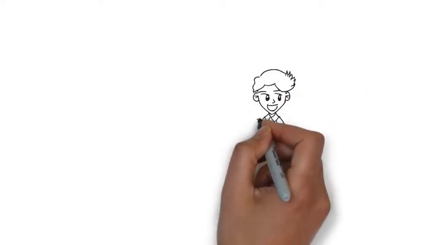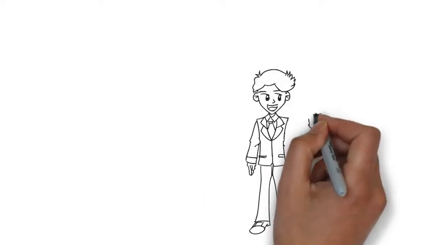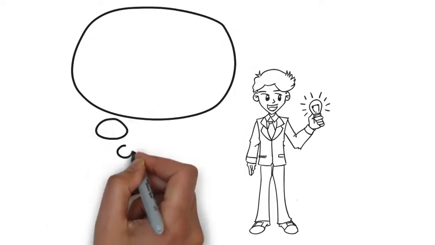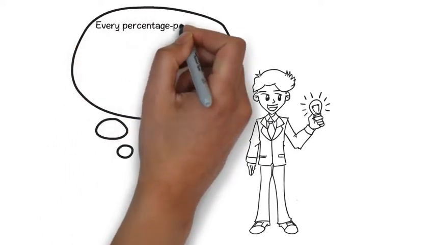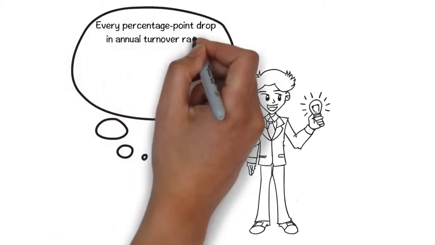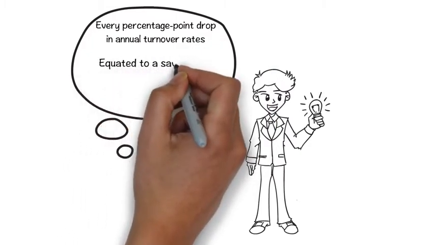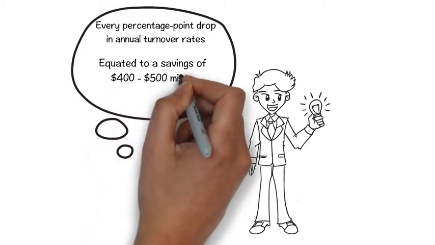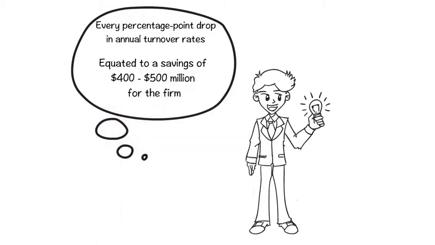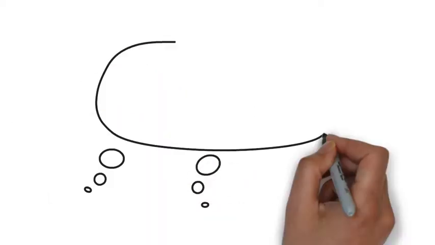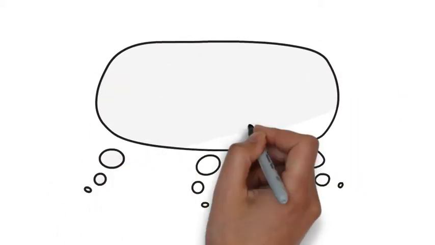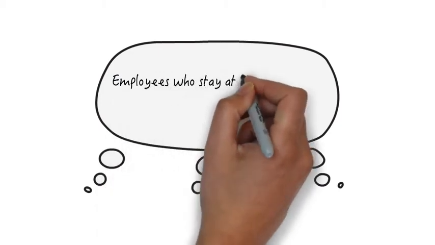Jim Wall, the managing director of human resources at Deloitte, estimated that every percentage point drop in annual turnover rates, which, if you remember, were between 25 and 35%, equated to a savings of $400 to $500 million for the firm. To stem the turnover tide among early career hospitality workers, some firms have attempted to increase long-term commitment by providing data to their employees.